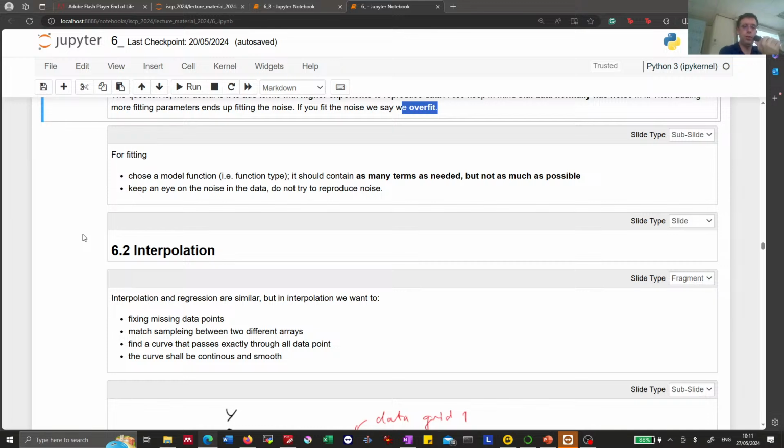Regressions, fits with overdetermined systems.